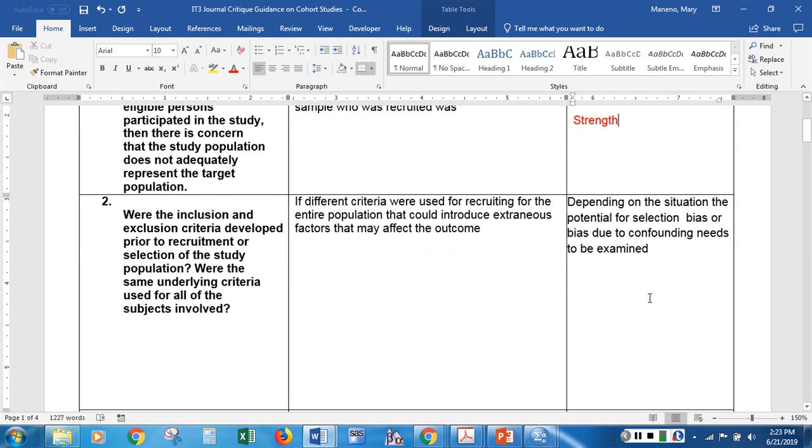Were the inclusion and exclusion criteria developed prior to the recruitment or selection of the study? Were the same underlying criteria used for all the subjects involved? And so usually the second half of this statement is what is applicable to retrospective cohort studies. Remember, when I developed this document, it applies to both retrospective and prospective cohort studies. You just have to frame your mind around how the particular point applies to which version of the cohort study design. So in this case, with a retrospective cohort study, the inclusion and exclusion criteria, we just want to make sure that they were consistently used, okay?